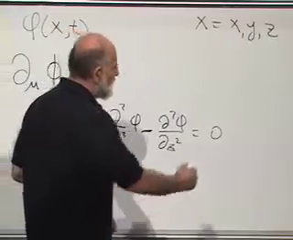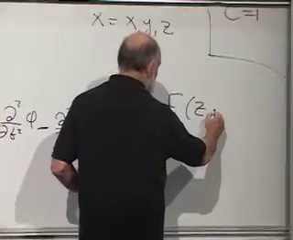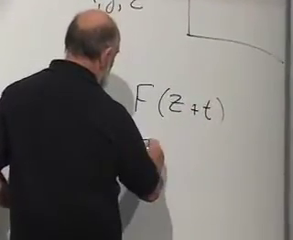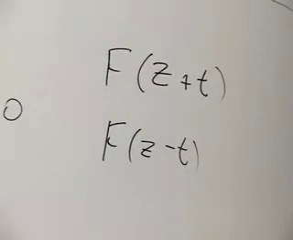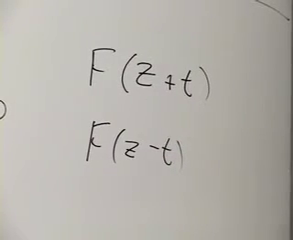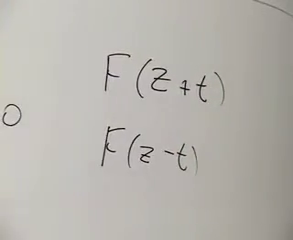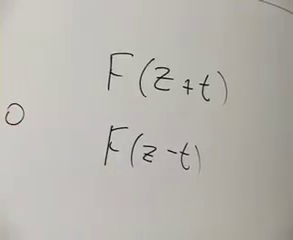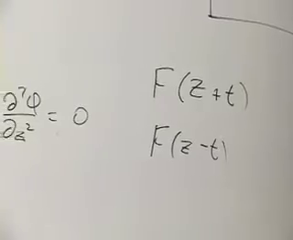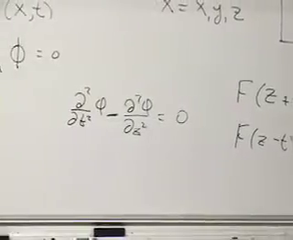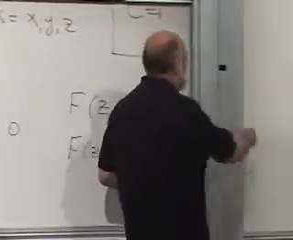One of them is a function of z plus t, and the other is a function of z minus t. These are the two solutions which represent waves moving to the right along the z-axis and waves moving to the left. This one represents waves moving to the right along the positive z-axis. This one represents waves moving along to the left. What function? Any function. Any function, any shaped wave profile.